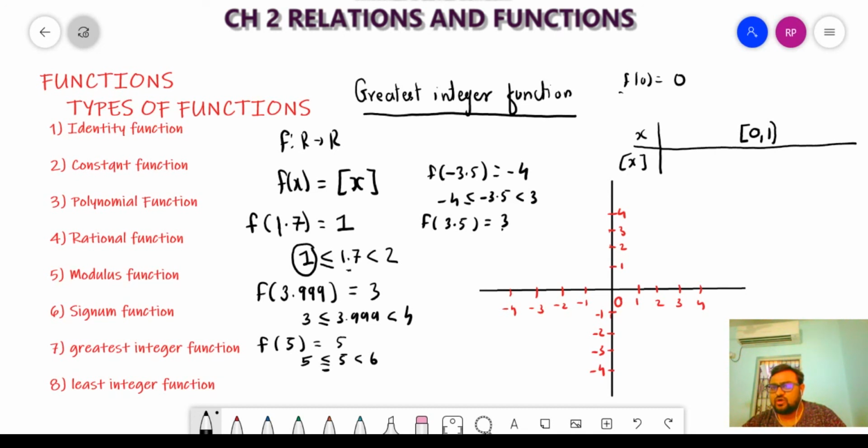will be equal to 0, f of 0.1, it will be 0, f of 0.9, it will be 0, but f of 1, if I am taking an integer value, then it will be the integer itself, right? So I am not including 1, but the number between 0 and 1, answer is 0. From 1 to 2, answer is 1. 2 to 3, but not 3. See, on 3, I am using open bracket, 2.